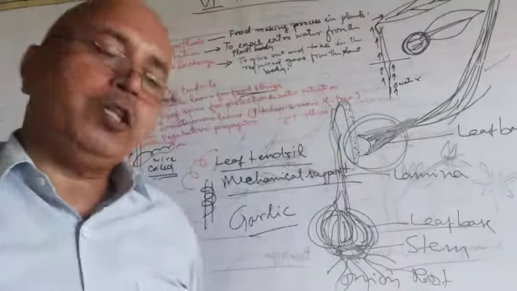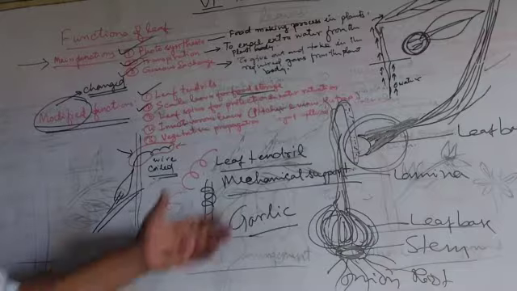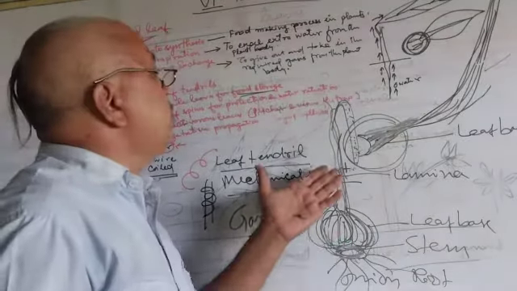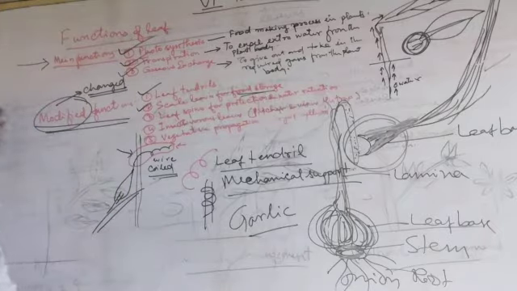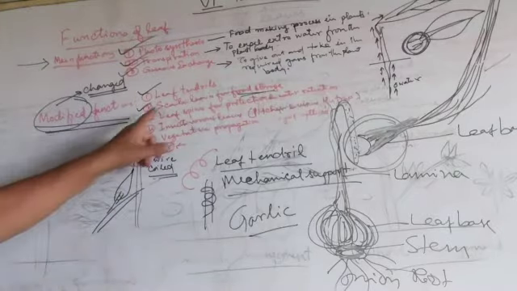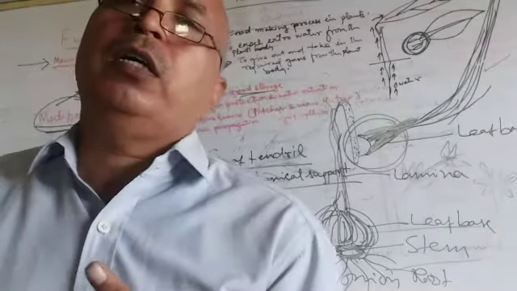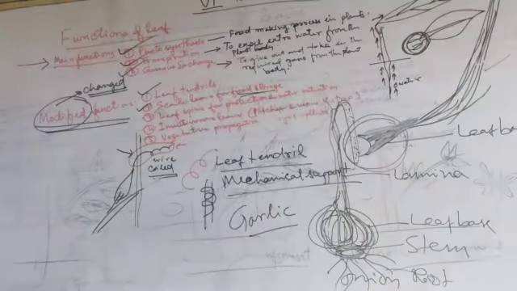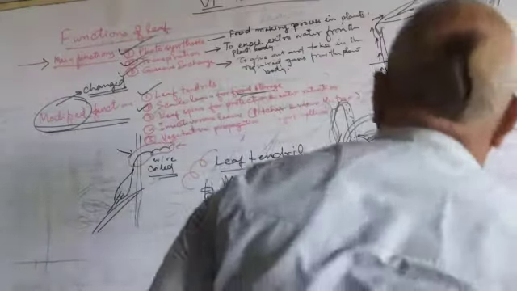So some of the leaves modify for the purpose of storage of food, and these examples are onion and garlic, right? Sometimes some of the leaves turn into prick-like, needle-like structures. You may have seen the prickly pear or opuntia. You may have seen opuntia and cactus.